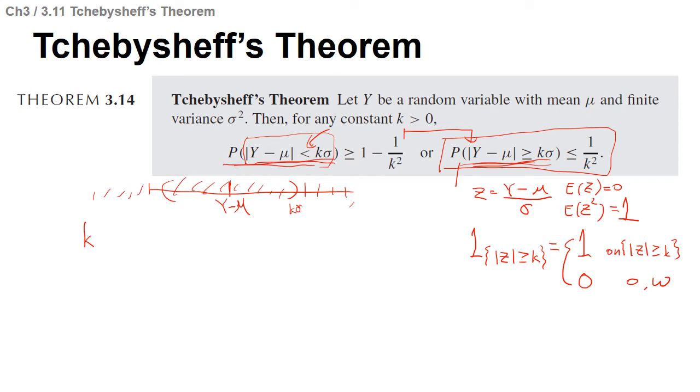Okay, so this is our new random variable, and then you can see this inequality: k times the indicator that the absolute value of z is greater than or equal to k is less than or equal to the absolute value of z on the set here.